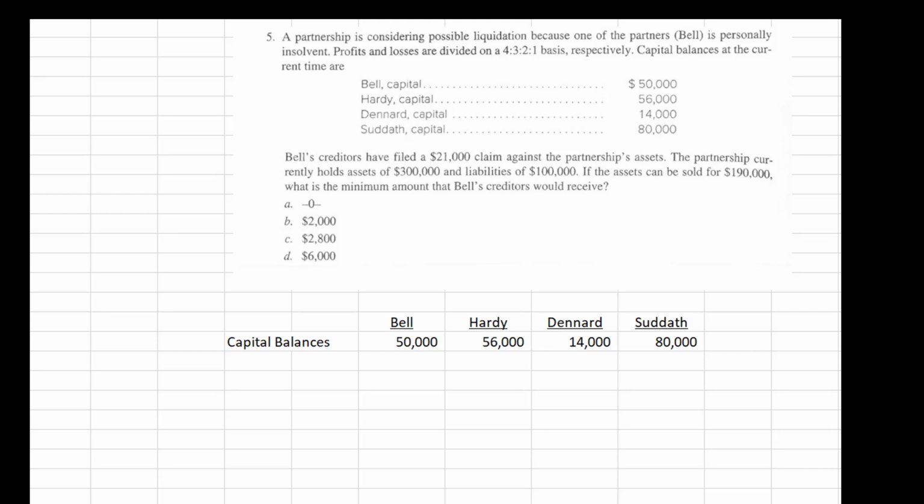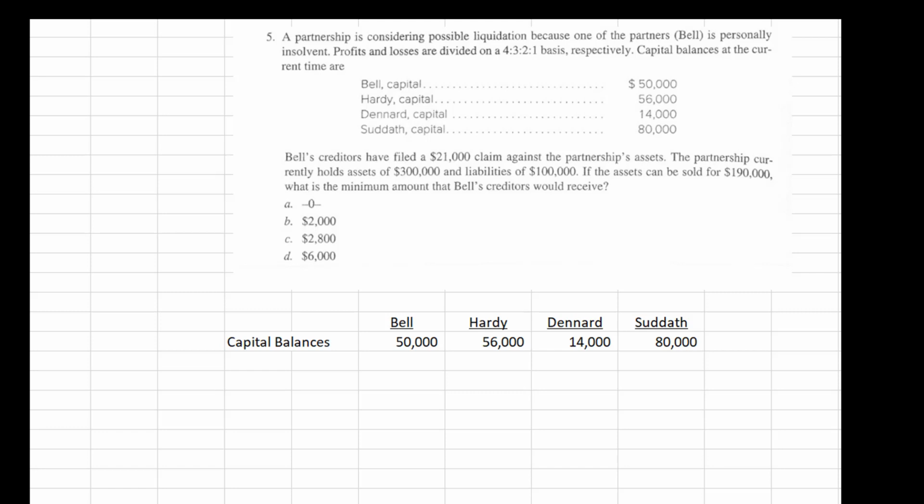What does that say? That says Bell did not make his car loan payments, and the bank is trying to get money any way they can. One way they're trying to get money is they realized that he is a partner in this partnership, so they're telling the partnership, hey, anything that you're going to give Bell, you have to send to us instead because we are first in line. So they are asking for $21,000.